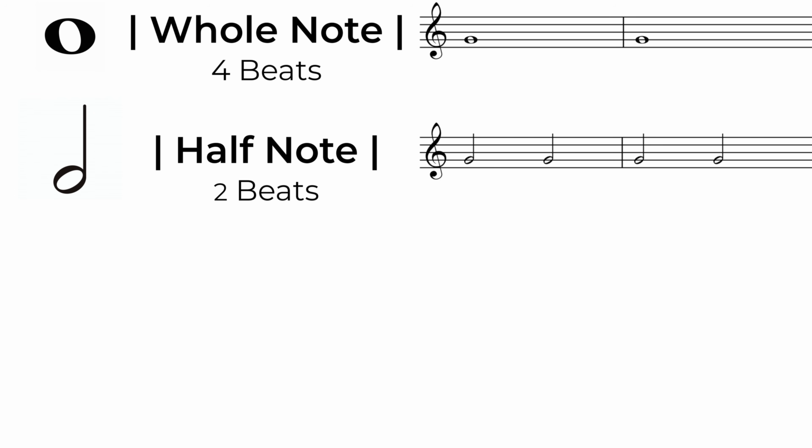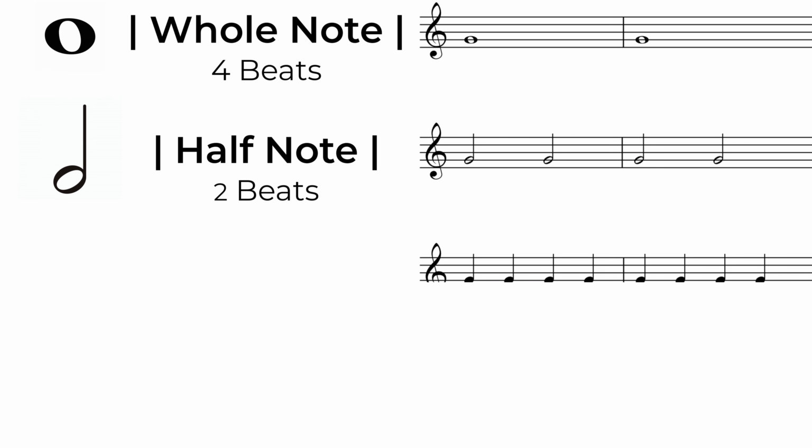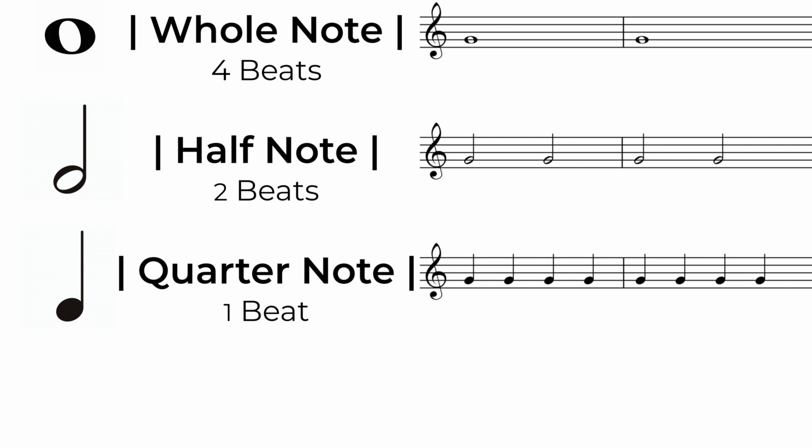A half note is worth 2 beats of sound and fills up half of the measure, giving us room to have 2 half notes to equal a total of 4 beats in the whole measure. A quarter note is worth 1 beat of sound and fills up a quarter of the measure, giving us room to have 4 quarter notes to equal a total of 4 beats in the whole measure.